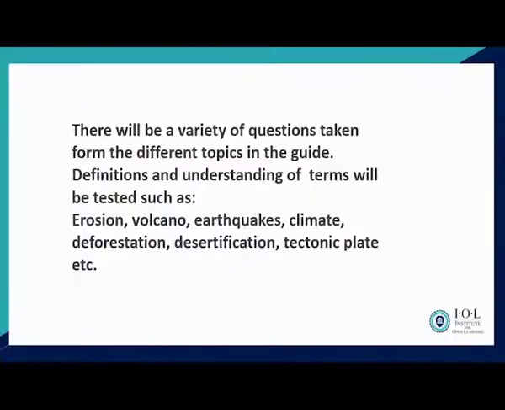There will be a variety of questions in each examination. There will be a variety of questions taken from the different topics in the guide. These questions usually range from identifying, explaining, or definitions, where your understanding of concepts and terms will be tested. In geography, there are terms which you will be tested on. In history, there are terms which you will be tested on. And then in biology, terms that you will be tested on.